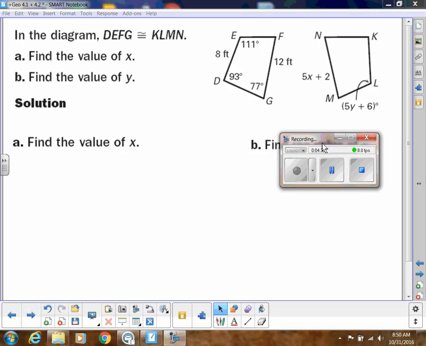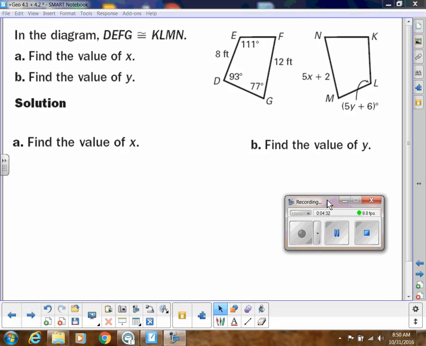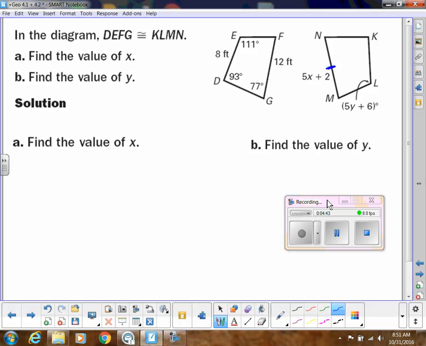Well, if I know that these two quadrilaterals are congruent, and we're trying to find the values of these missing variables, then I have to make sure I'm matching the things up that go with each other. So x is this side here, NM. That should match up with GF in the other one. GF is 12. So I would know to set 5x plus 2 equal to 12 and then solve. So I'm getting x equals 2.